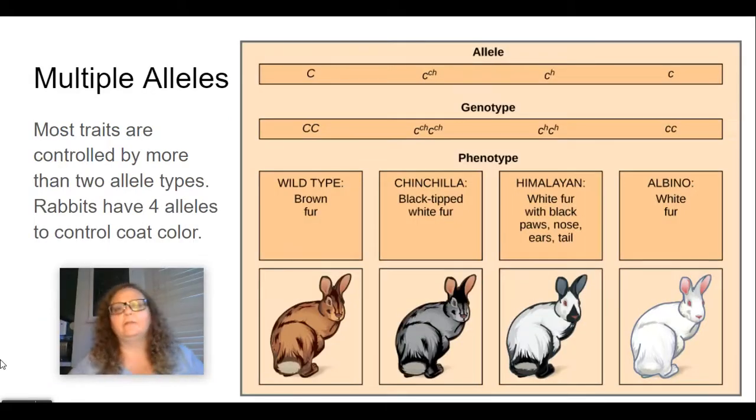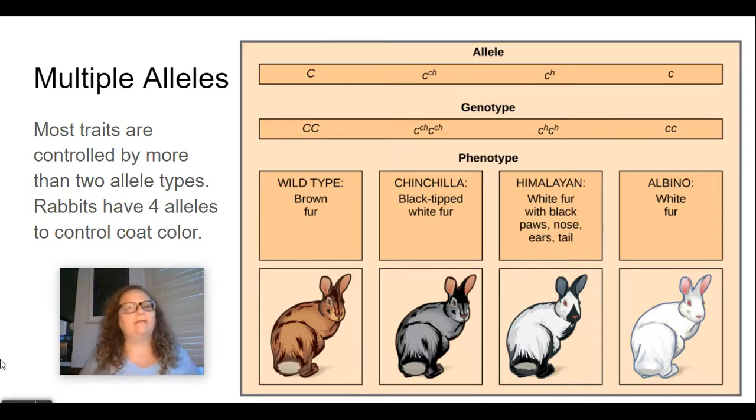To complicate things a little bit more, you also can have multiple alleles controlling a trait. So instead of having just black feathers or white feathers, instead of having just red flowers or white flowers, instead of just being tall or short, in this case, you actually have more than two options. So for bunnies, your wild type, that's your brown bunnies.